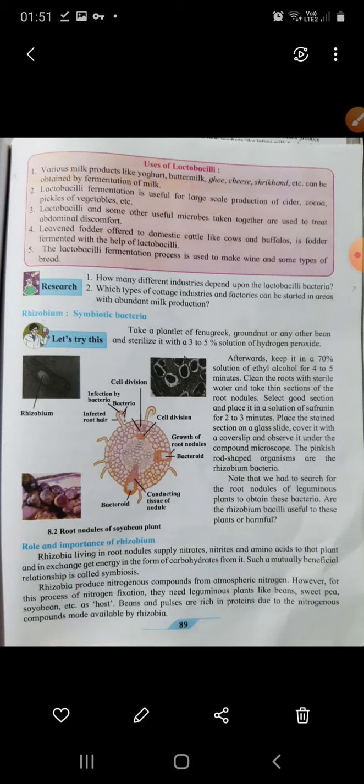What we will observe, the pinkish rod shaped organisms are rhizobia, or rhizobium bacteria. So those bacteria are called rhizobium bacteria. One note is given. For this purpose, we have to search root nodules of leguminous plants to obtain these bacteria. If you want to observe rhizobium bacteria, we have to take the section of nodules of leguminous plants only, because they are present in the nodules of leguminous plants like beans, soya bean plant, groundnut, etc.